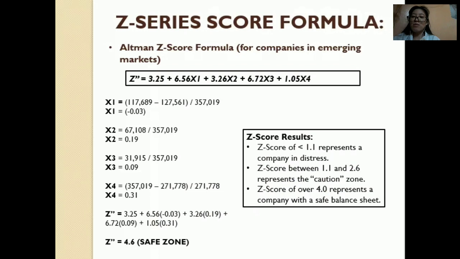So Manila Electric Company has a Z-score of 4.6, means that the company is in safe zone and with a low chance of filing of bankruptcy. Here, the investor may also consider purchasing the company's stock since there is a minimal risk of the business going bankrupt in the next 2 years.